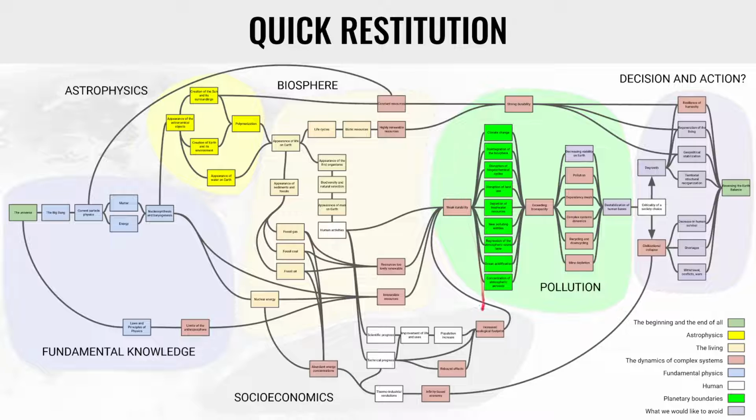You have the famous 9 planetary boundaries, which are the core of this workshop when it comes to the analysis, and also you have lots of things you would like to avoid. And all this creates a matter for you and probably for the rest of your lives, which is we need to decide and act all together. But how, when, and what?